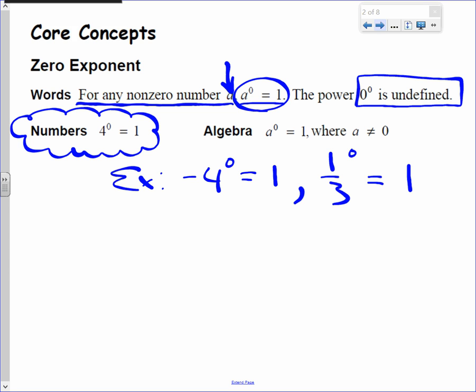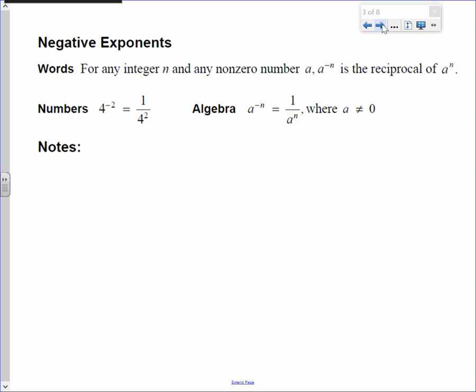Next rule, right underneath that, is called negative exponents. What do you do with a negative exponent? That's funky and weird. You guys are not used to that. You come across an exponent that's negative, well, here's what you do. Check it out. For any integer, which is just a whole number, put a little arrow on integer and put in parentheses. Integers are negative whole numbers, like negative 1, 0, and positive 1.